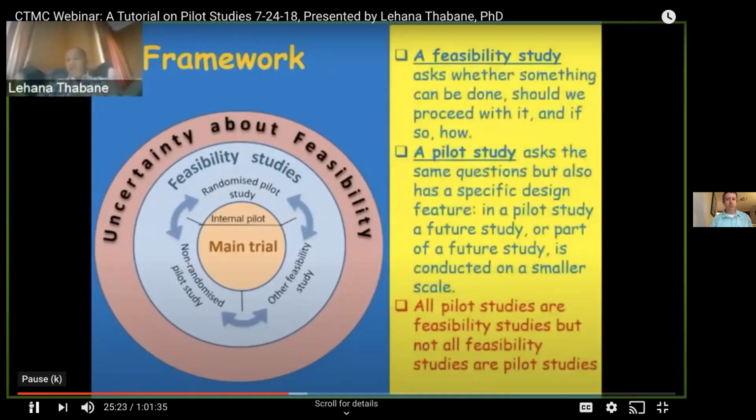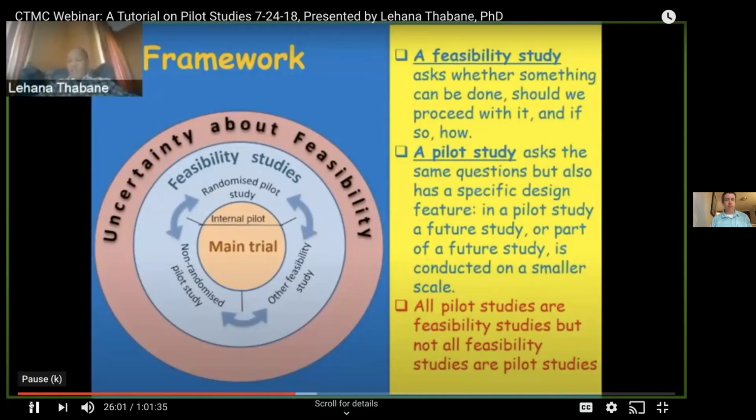And as a result of this conceptual thinking, we then went around to different stakeholders and said, how would one therefore define what a feasibility study is and what a pilot study is? So within this conceptual framework, we realized that all the work that you do in assessing feasibility could actually be called feasibility studies. Some of them would be randomized, some of them may not be randomized. However, if you do assessment of feasibility on a smaller scale using exactly the same design as the main study, that would be called a pilot.